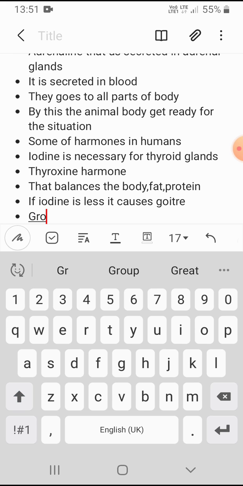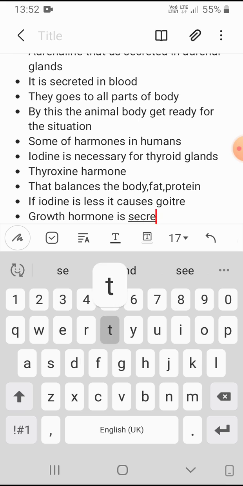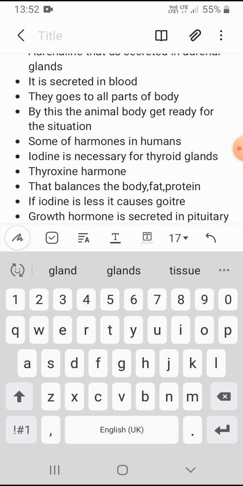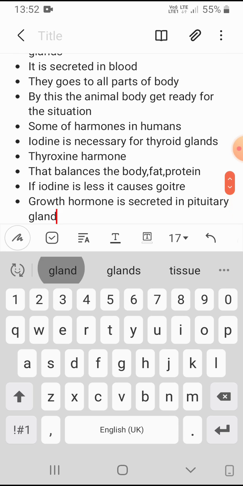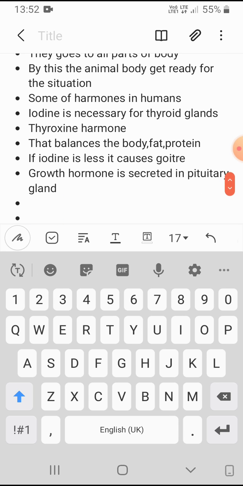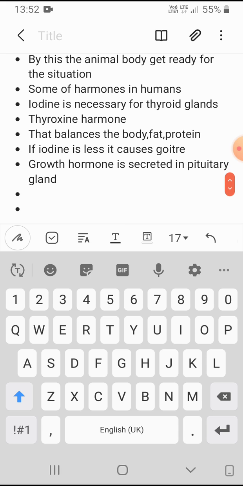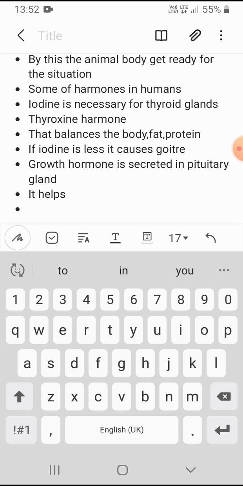So a growth hormone is secreted in the pituitary gland. And also, it helps for growth. As you know, it is a growth hormone, which means it helps to grow.